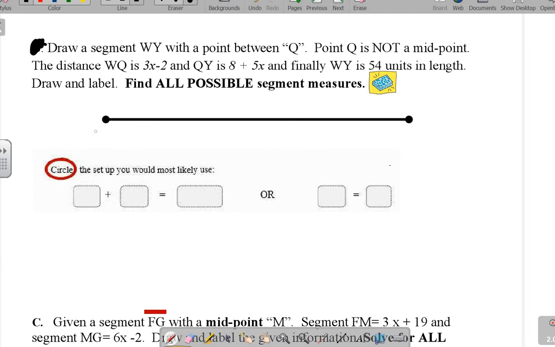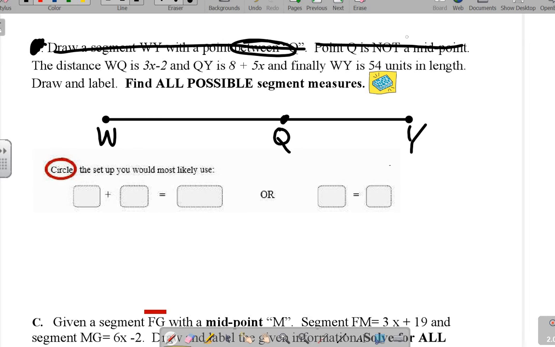Most of us, because we read left to right, are going to label like this. With a point between. Between does not mean in the middle. So it's important when you see the word between, offset it so you don't confuse yourself that it's a midpoint. I don't care which way you offset it. But do not put it in the middle.